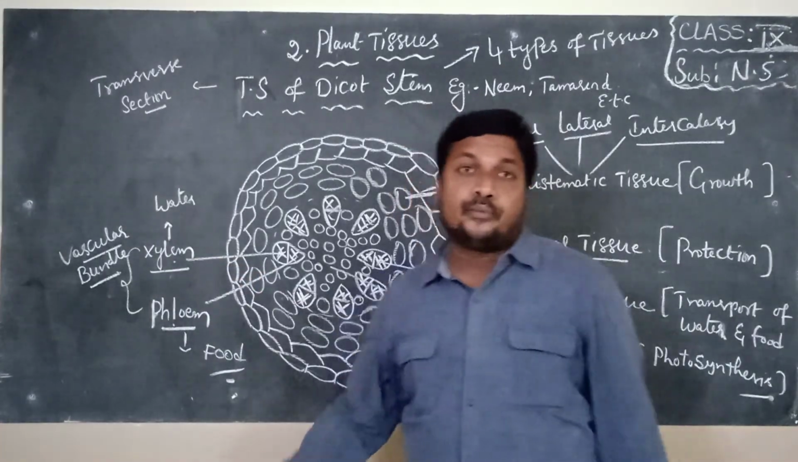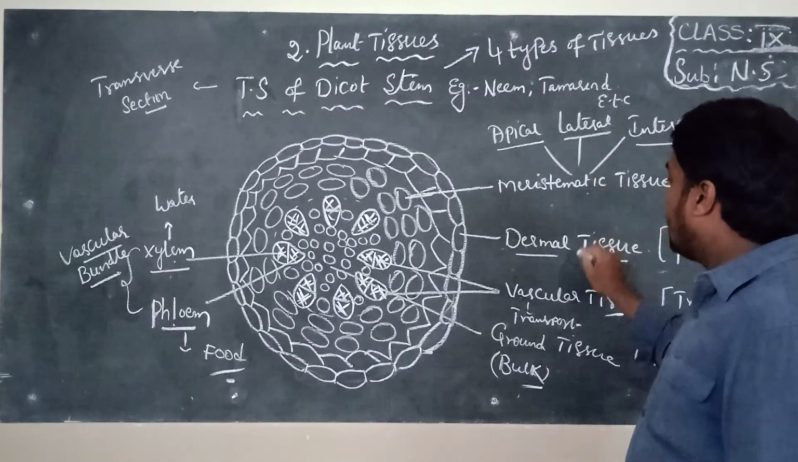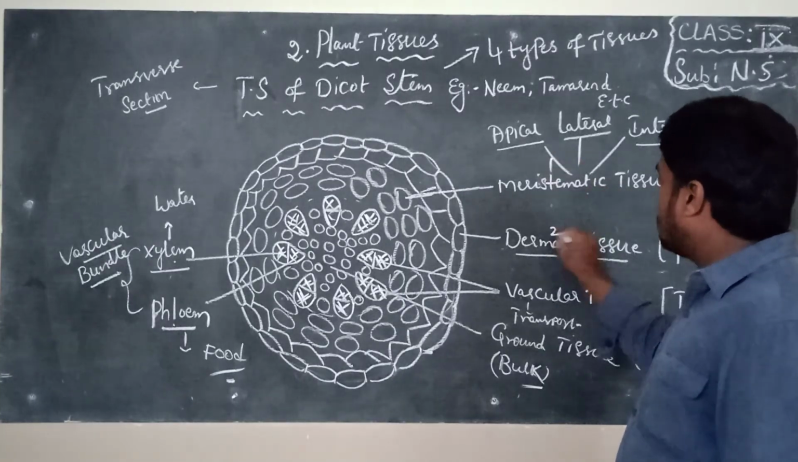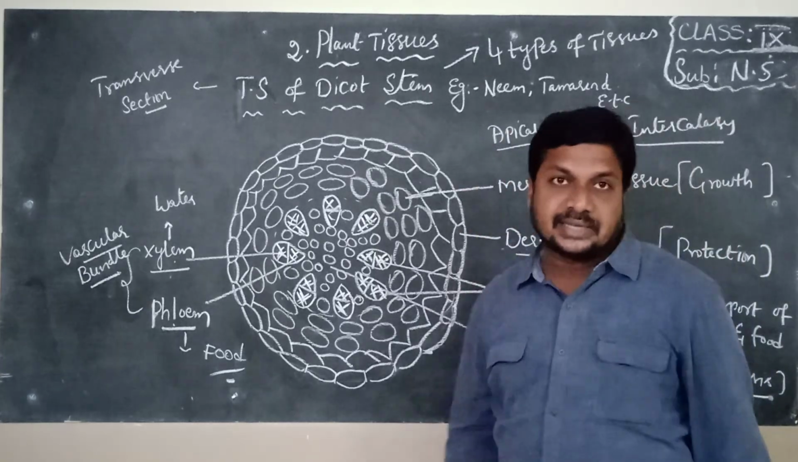So this is about the four types of tissues in plants, children: meristematic tissue, dermal tissue, vascular tissue, and ground tissue. This is about plant tissues in the second lesson.